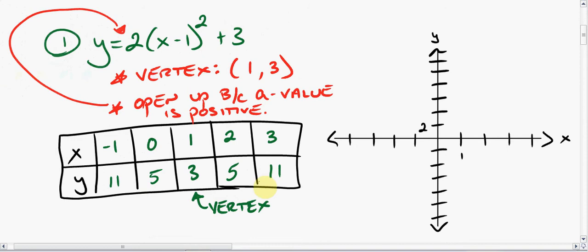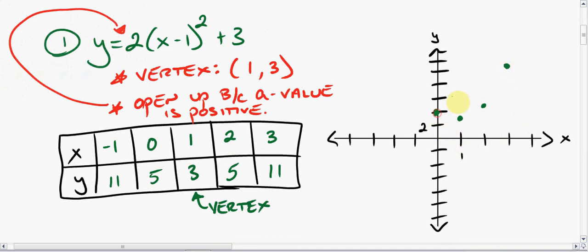The last thing I need to do is plot these points. I'm going to first plot my vertex. I like to plot that first. So 1, 3. Notice my x values go by 1s and my y values go by 2s. So I'm up 2, halfway up is 3. Then I'm going to go to 2, 5. So 2, 4, halfway up, it's about 5. And then 3, 11. So 2, 4, 6, 8, 10, halfway up, about right there is 11.